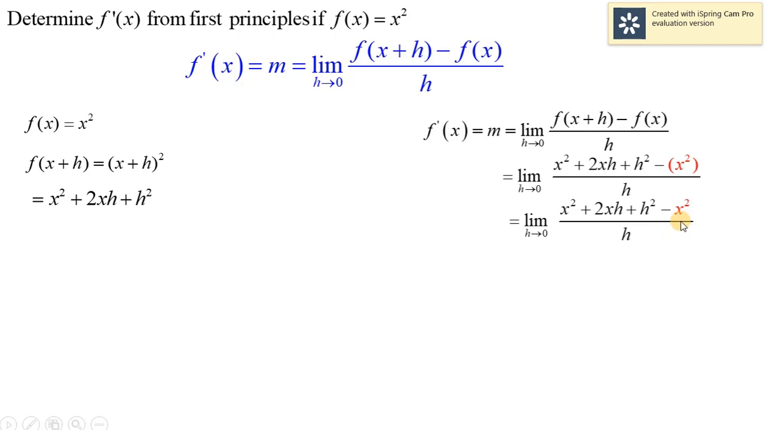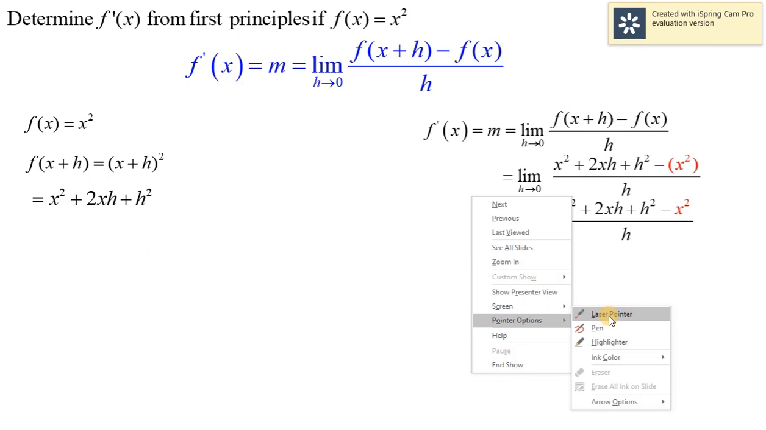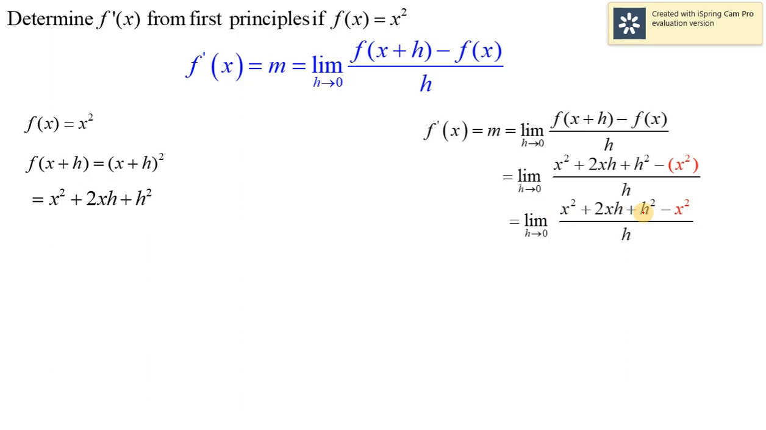The moment I do that, whatever I had as the f of x component has to cancel with something else on the numerator. If I look at this example, you can distinctly see that I have the x squared, and I also have a minus x squared. If I go here, the x squared cancels off with the minus x squared. And then if I go further, on my numerator, I have 2xh plus h squared divided by h.